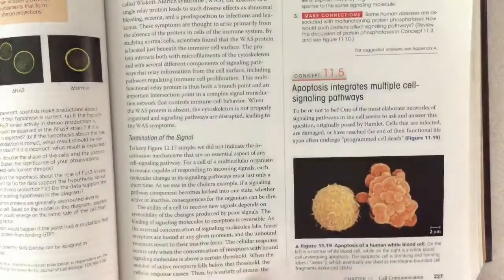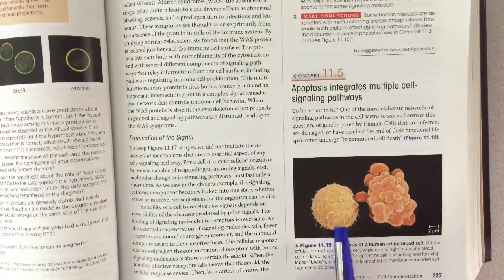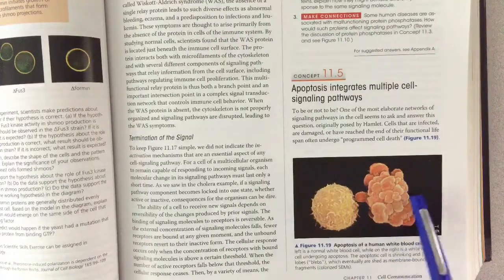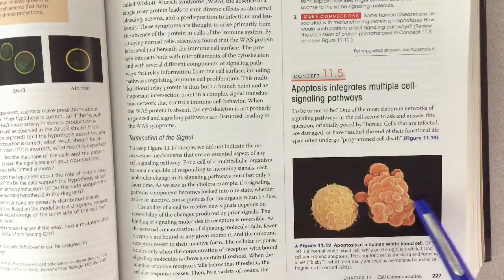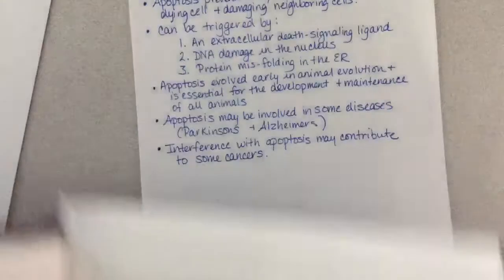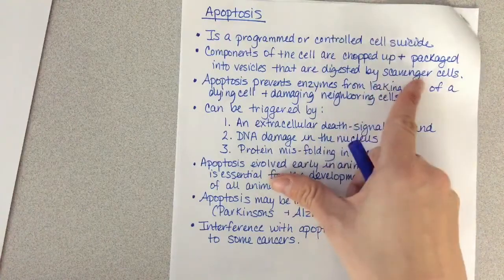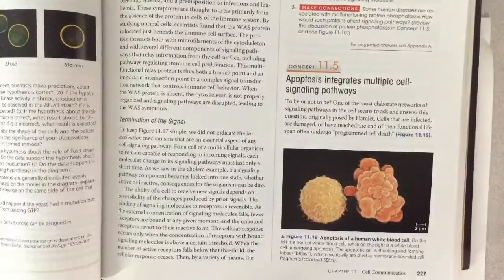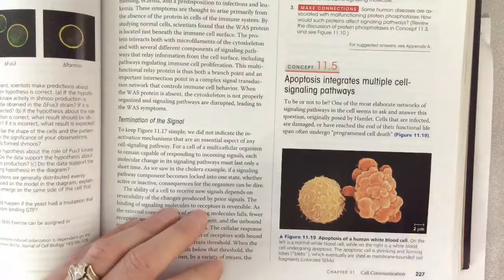What's going on cellularly? This is an actual picture of apoptosis of a human white blood cell. This is the normal white blood cell, and this is when it's undergoing apoptosis. Notice here, it looks like it has all these little bumps. They call them blebs. It's shrinking and forming these membrane-bound little vesicles. That's when we wrote here, components of the cell are chopped up and packaged into vesicles that eventually are digested by scavenger cells. Those scavenger cells are part of our immune system that will get rid of those cells and reuse its parts and so on. That's an actual picture of that happening.